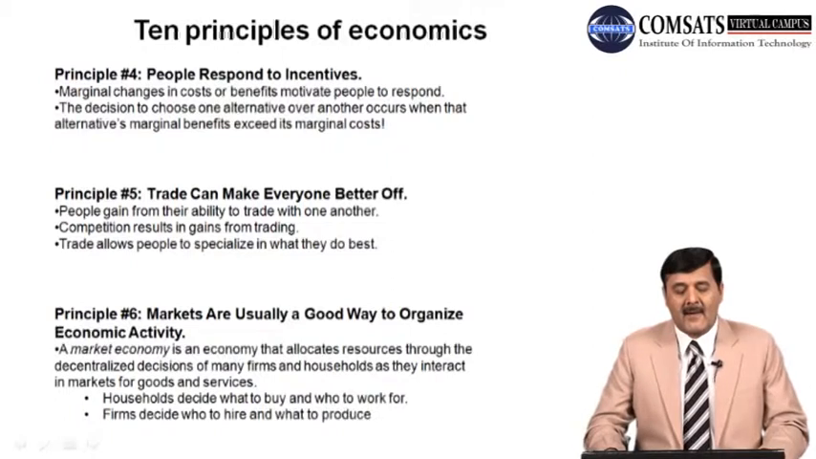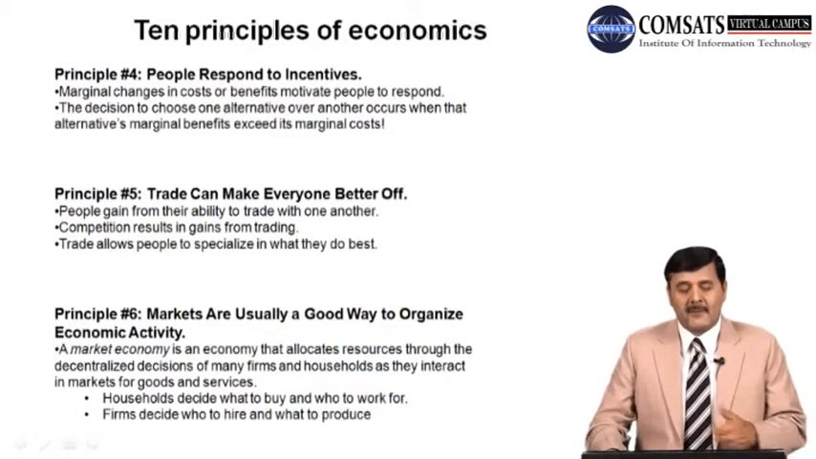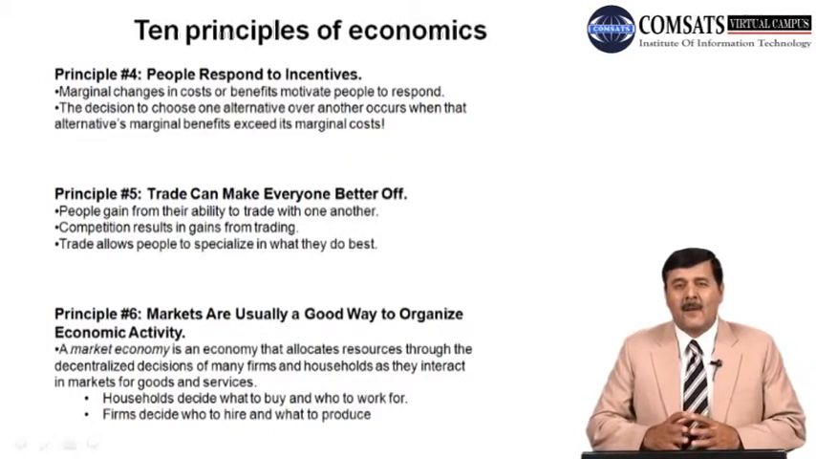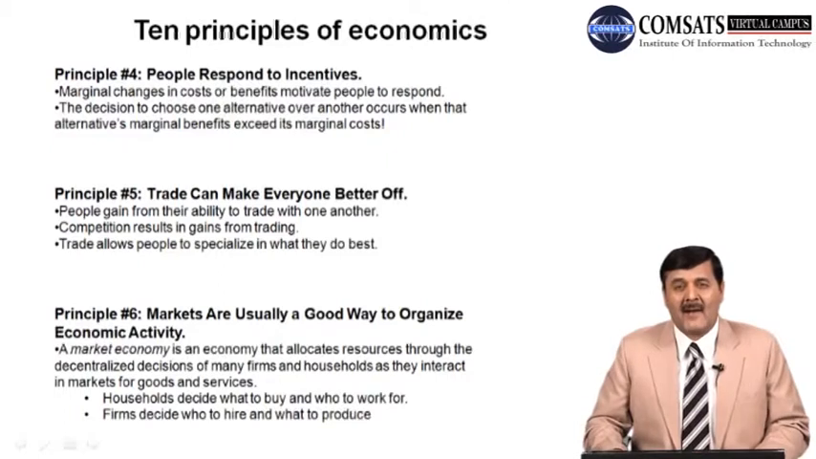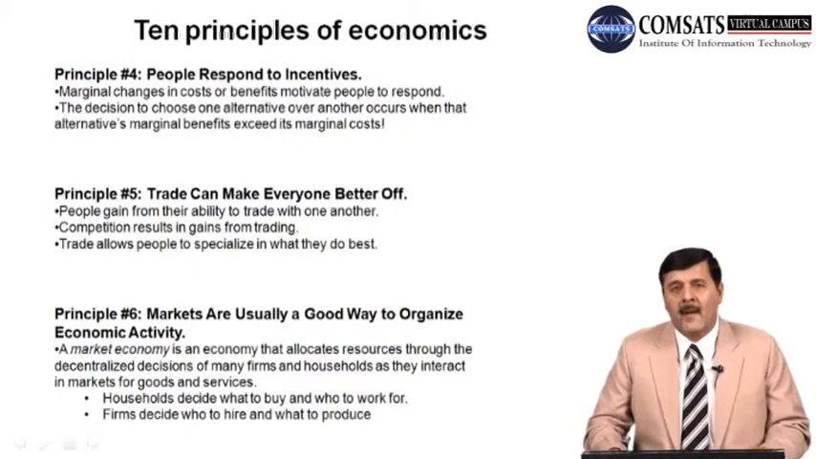Principle six: markets are usually a good way to organize economic activity. A market economy is an economy that allocates resources through the decentralized decisions of many firms and households as they interact in the market for goods and services. Households decide what to buy and whom to work for. Firms decide whom to hire and what to produce. All this activity of firms and households takes place in the market, so the market economy has a very important role in economics.